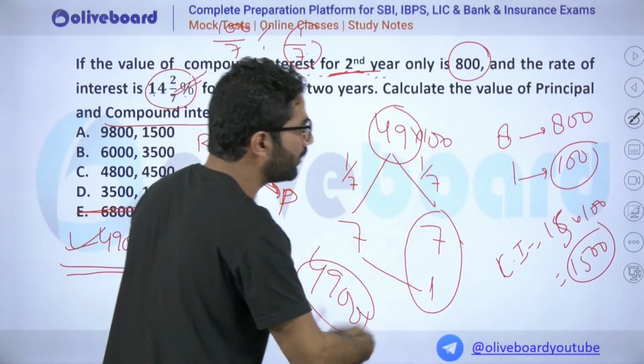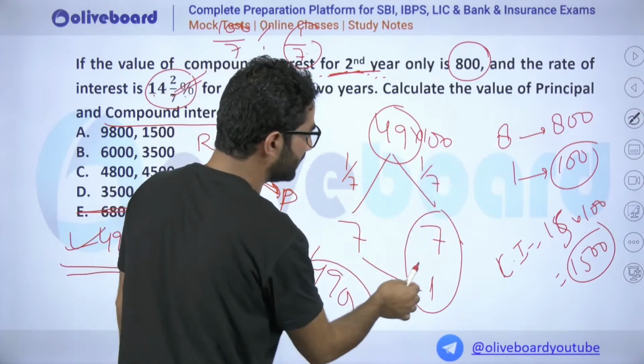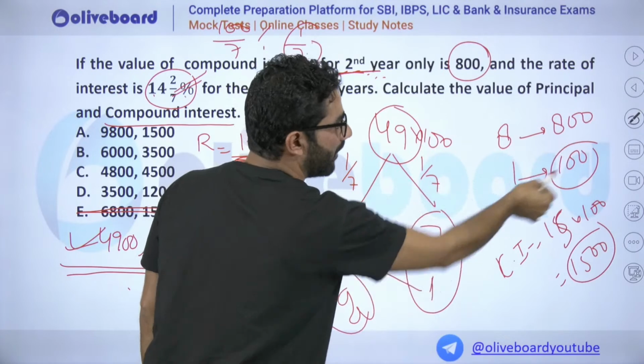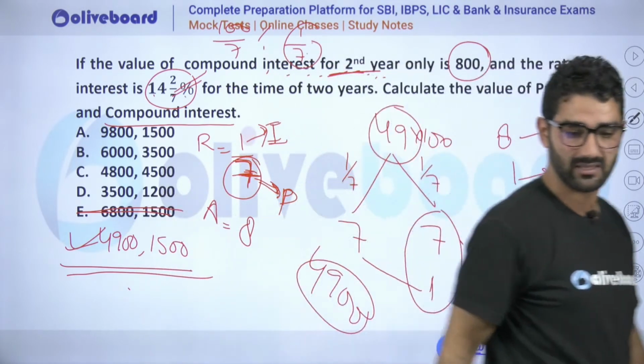So now it is given that 7 plus 1, that is 8, is given as 800, so 1 unit is 100. By that method we have calculated.